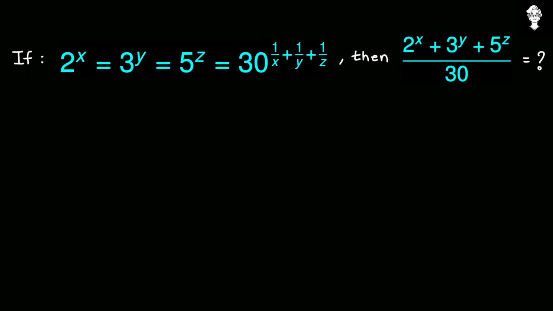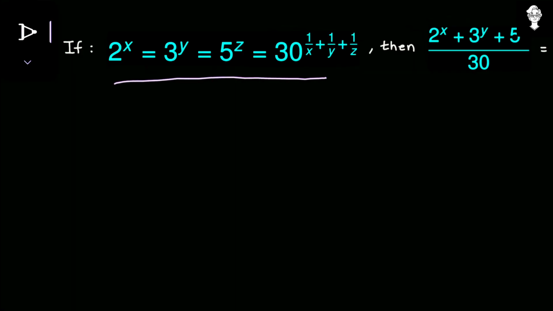How can we solve for this? So first of all, we can see that these four things are equal to each other. So we'll start the solution by comparing 2 to the power x is equal to 30 to the power 1 upon x plus 1 upon y plus 1 upon z. Now, instead of repeating the exponent of 30, that is 1 upon x plus 1 upon y plus 1 upon z, too many times, I am just letting it be some other variable, m. So we are taking 1 upon x plus 1 upon y plus 1 upon z as equal to m.